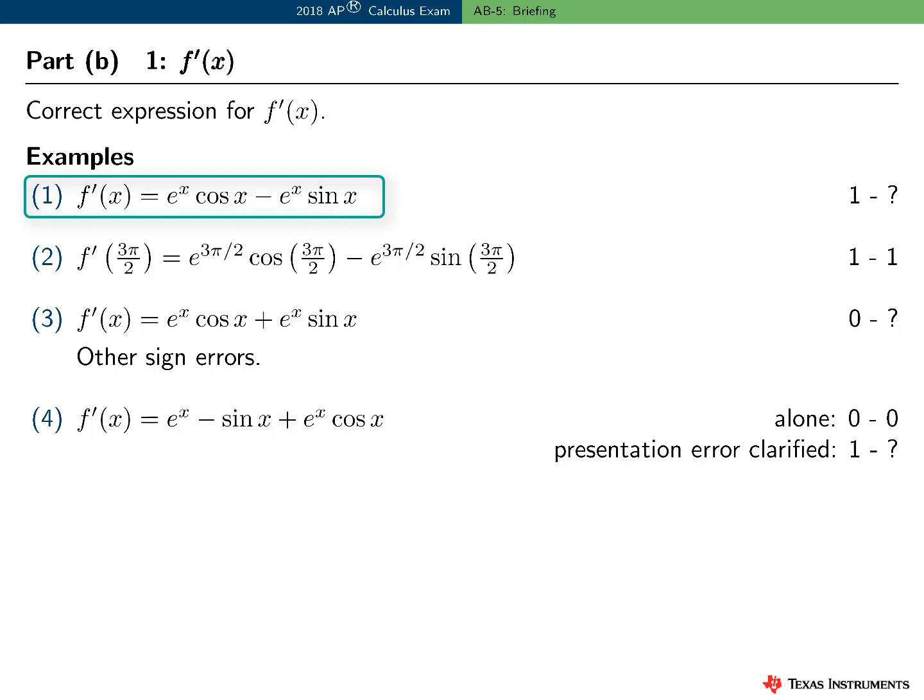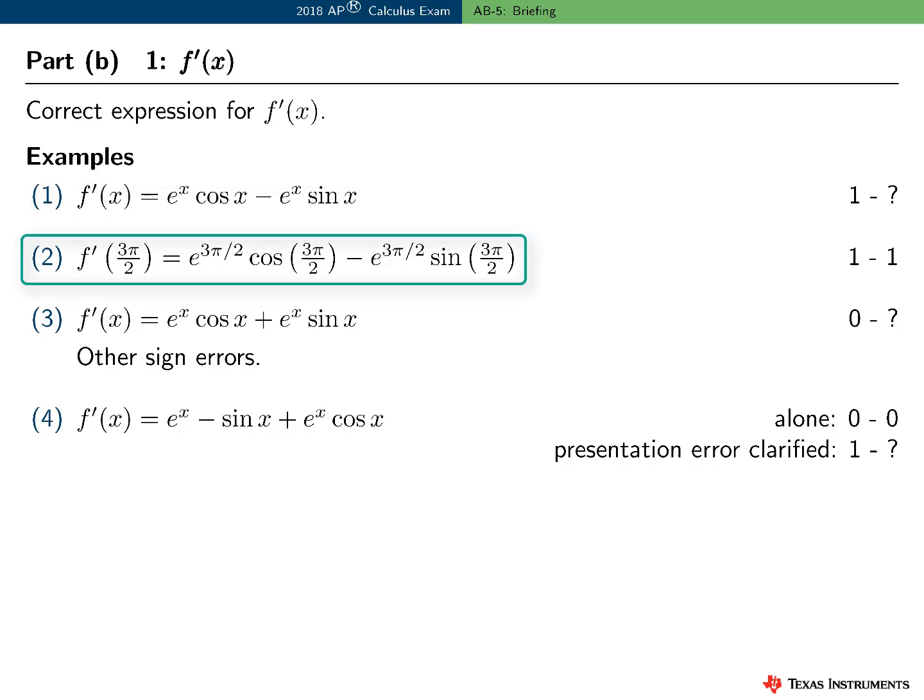In example 1, the correct first derivative is presented. This earns the first point. In example 2, the only thing presented is the correct answer, the slope of the tangent line at x equal 3 pi over 2. Now, we didn't ask for f prime of x, so the student is not obligated to present this general function. This response actually earns both points in Part B.